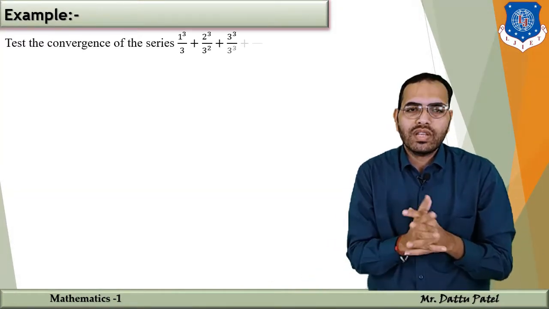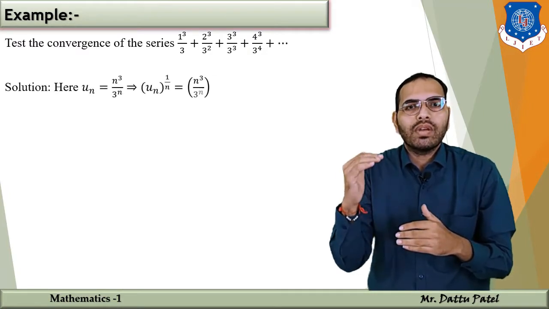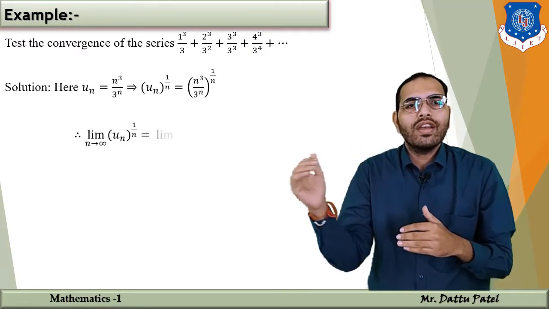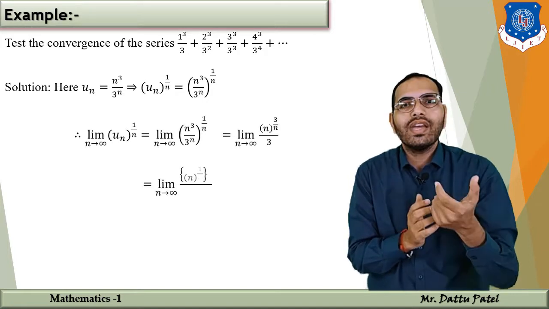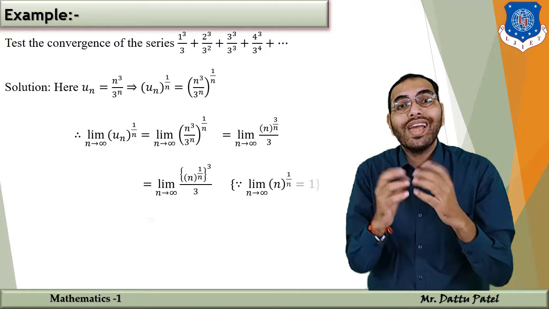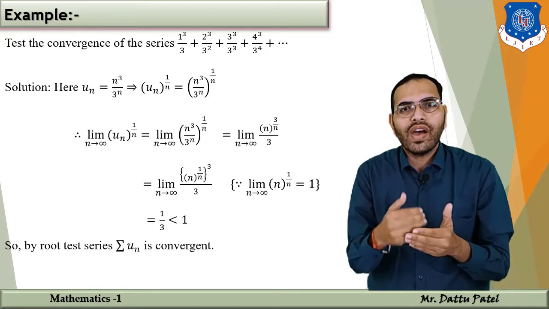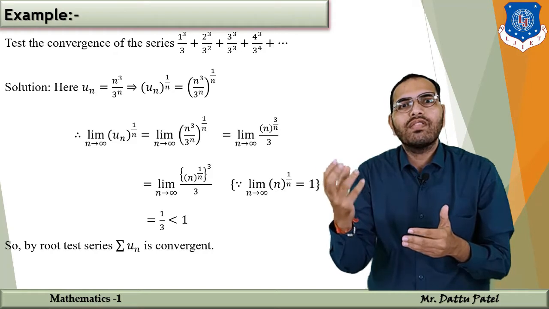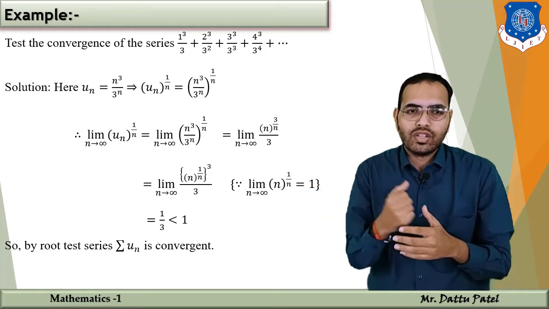Test the convergence of the series 1 cube by 3 plus 2 cube by 3 square plus 3 cube by 3 raised to 3 and so on. In this type of series, we don't have the nth term of the series. Then first we have to find the nth term of the series, which is un. That is un equal to n cube by 3 raised to n.